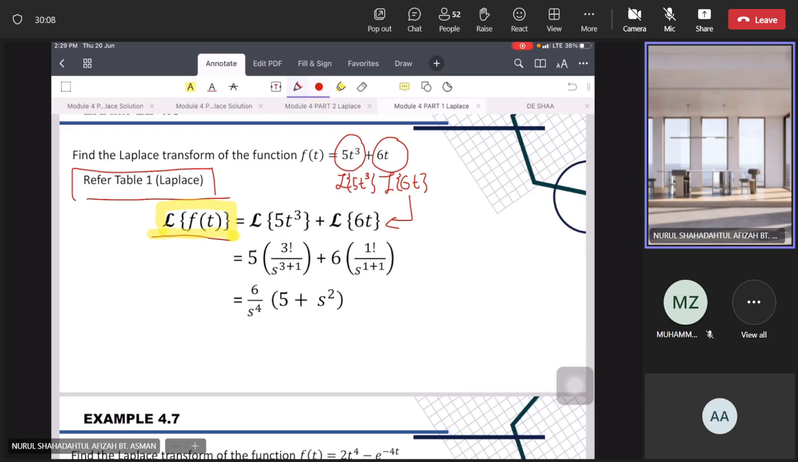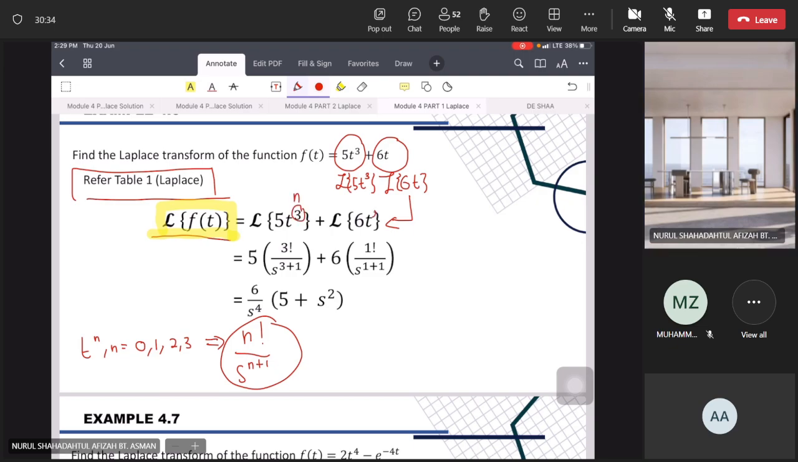The table Tn, n equals 0, 1, 2, 3, and then the Laplace transform is n plus 1. So you just follow this table by substituting the value. So our n is, this one is Tn. And this one 1. So 3, you just follow n plus 1. So 5, you bring it outside of the table. And 6, bring it here.